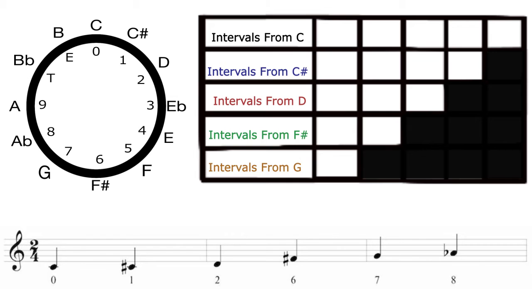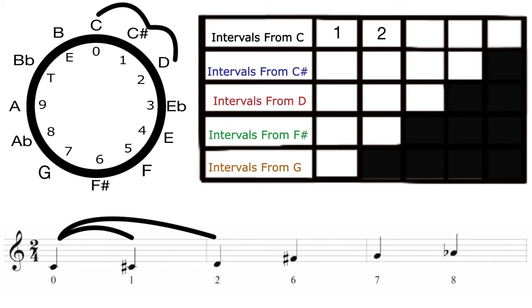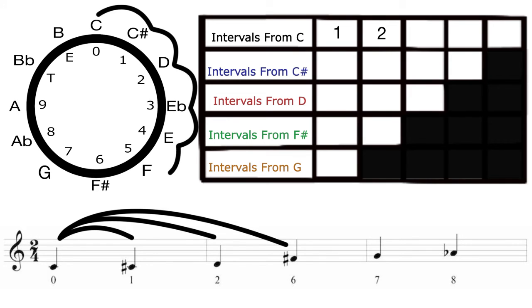First, count the interval between C and C sharp. The interval between C and C sharp is 1, or 1/2 step, or 1 semitone. So, let's put a 1 in the second column of our new table. Next, count the interval between the first note, C, and the third note, D. Now, do the same thing for C and F sharp. And for C and G.